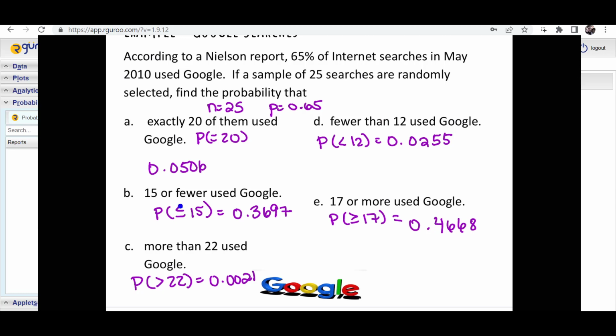0.506. The next one, fewer, would be below 15, but it's 15 or fewer, so it includes it, so equals. So you would check the box, and you get 0.3697. More than 22 does not include 22, so you would choose above 22 without the checkbox, and you have 0.0021. Fewer than 12 is the same as less than 12. It does not include 12. So again, do below 12 and then uncheck the box, and you get 0.0255. And last, 17 or more, that includes 17. So click above 17, click the checkbox to include 17, and you get 0.4668.